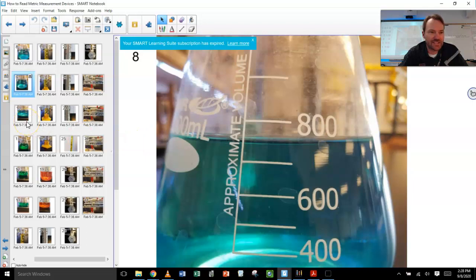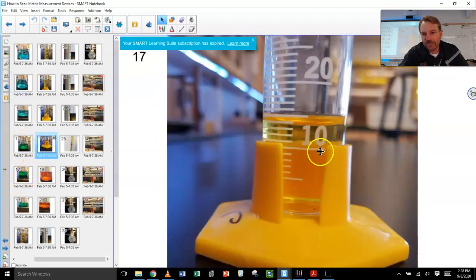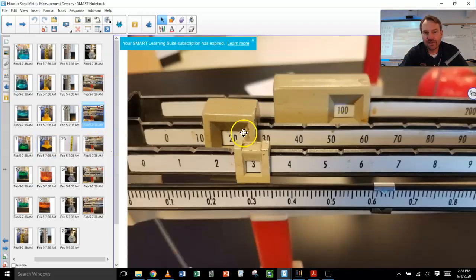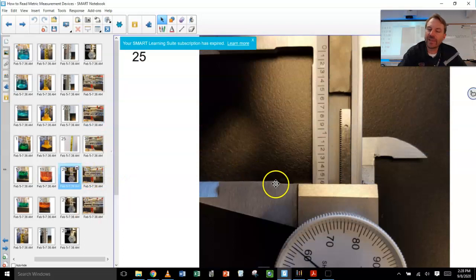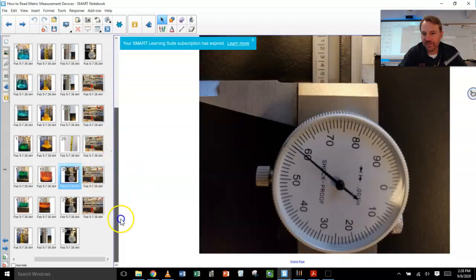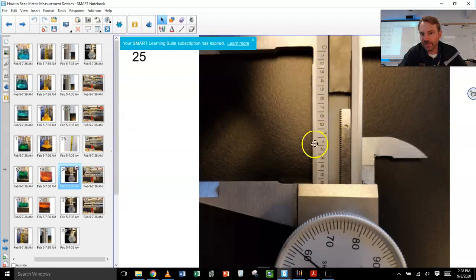Or an Erlenmeyer flask. Gosh, having a brain fart right now. It's definitely an Erlenmeyer flask, because the beaker's the one that's completely vertical, like a cup. A graduated cylinder. This is a triple beam balance. This is a caliper, a dial caliper. It's got this dial on it, and there look to be numbers right here.